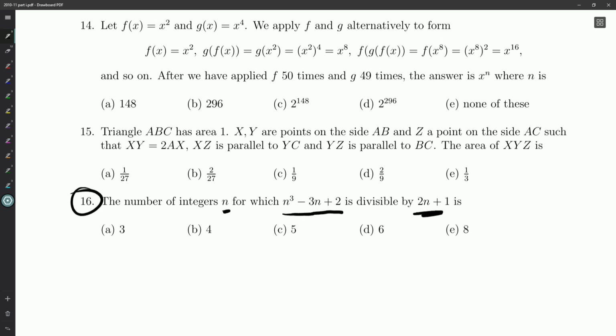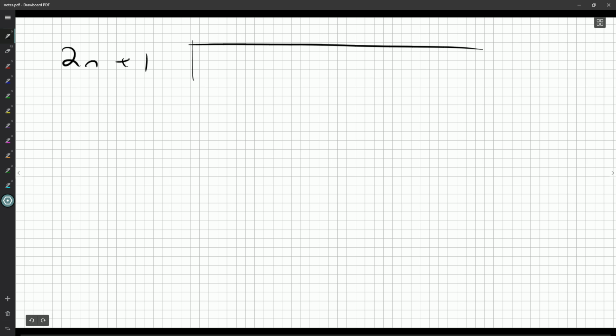I think there was a similar, but a little harder, question on a University of Waterloo Hypatia problem that I did recently. One thing we might try is to say, well, this is a polynomial. Yeah, I know n's an integer, but we can definitely divide 2n plus 1 in here. Now, you might say, let's divide 2n plus 1 into n cubed minus 3n plus 2.